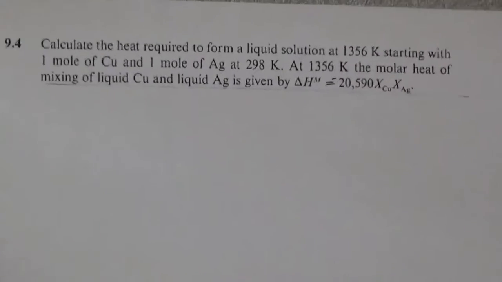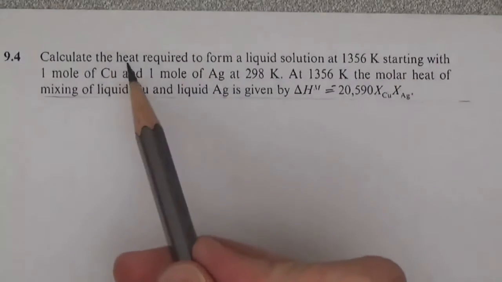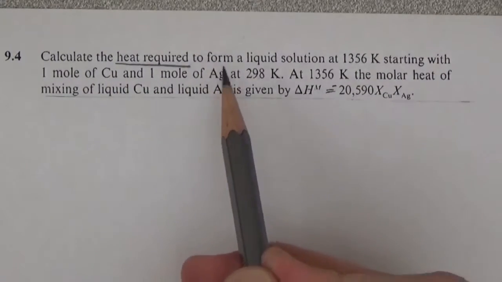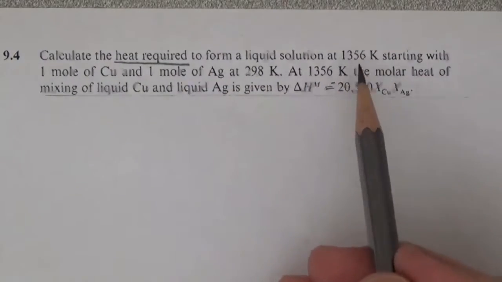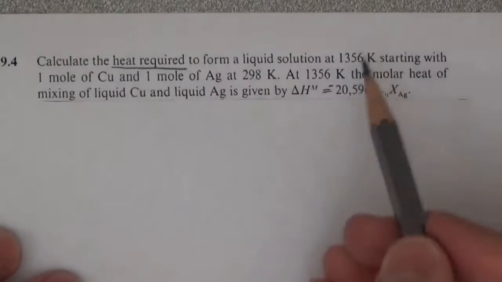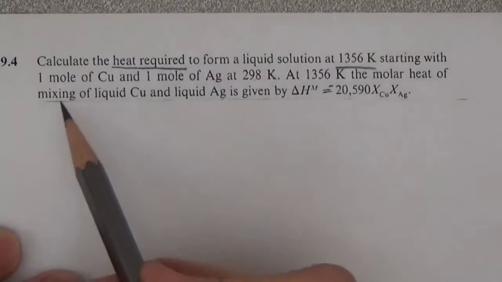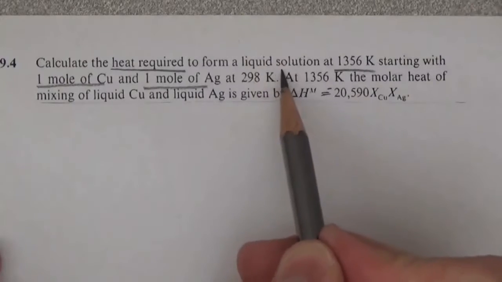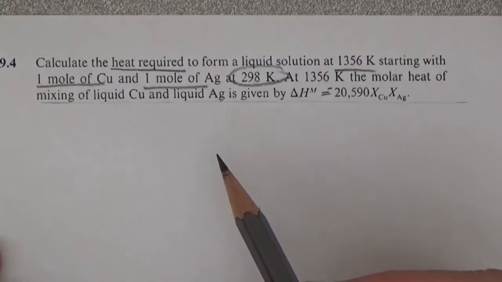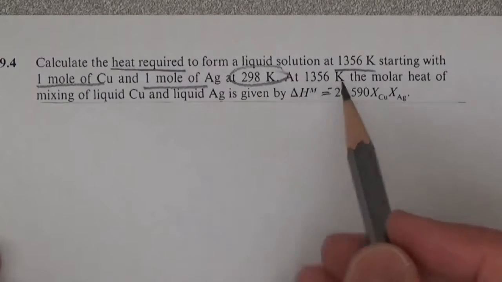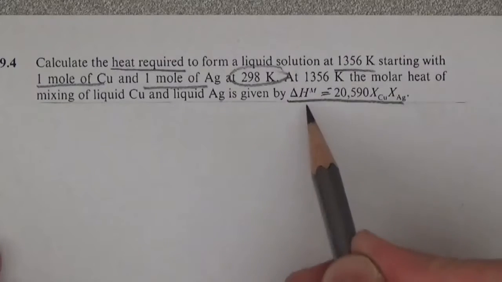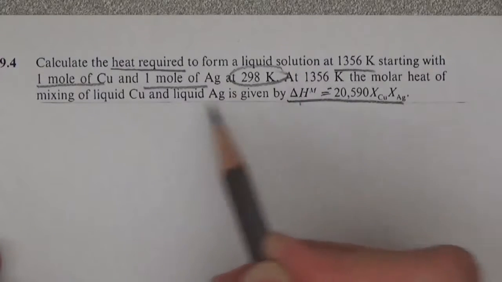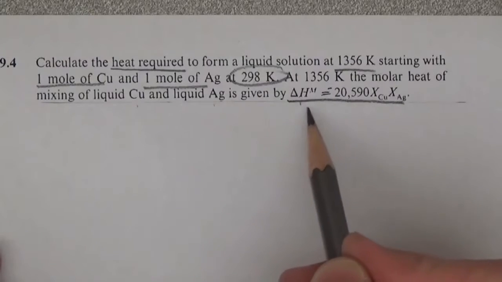And 9.4 is asking us to calculate the heat required to form a liquid solution at 1356 K, starting with 1 mole of copper and 1 mole of silver at 298 K. And then the book gives the molar heat of mixing of liquid copper and liquid silver.